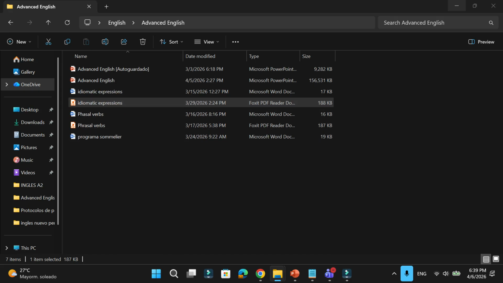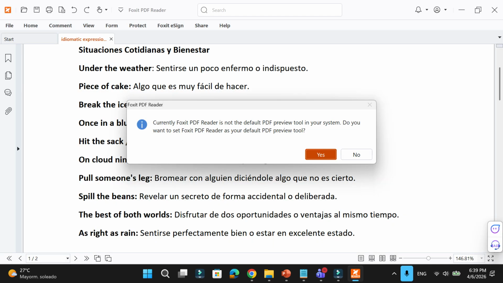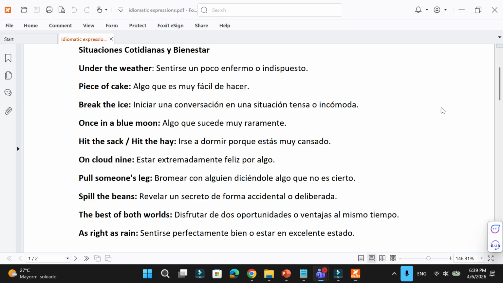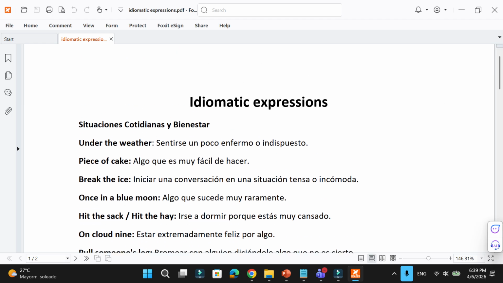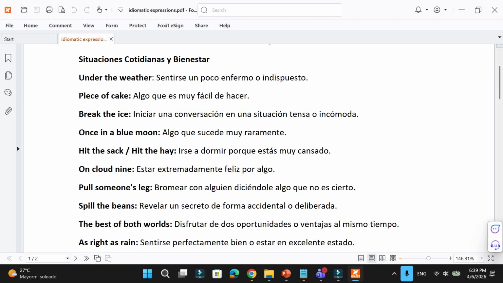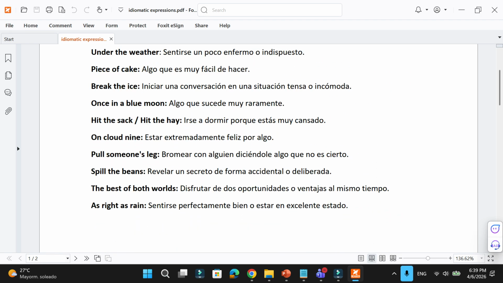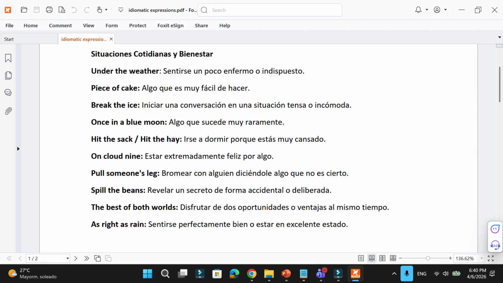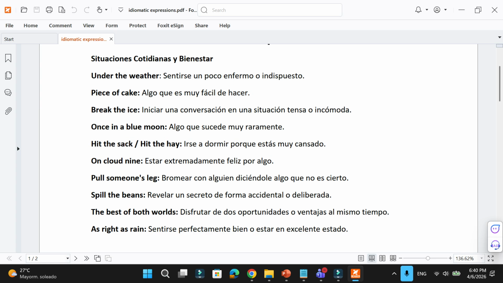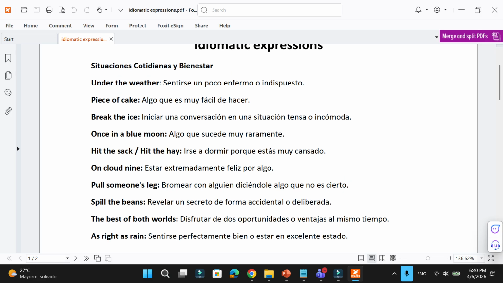Okay, so here is the English idioms document. I'm going to share it on the platform. You will find this document on the platform as well. So here we have a couple of the English idioms that we are going to be working with during this week. Okay, so the first English idioms that you are going to study are the following: situaciones cotidianas y bienestar.